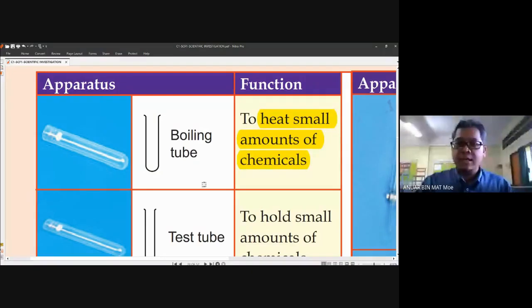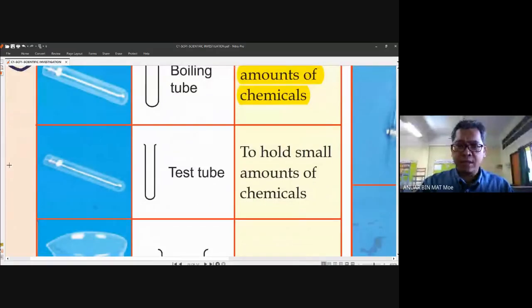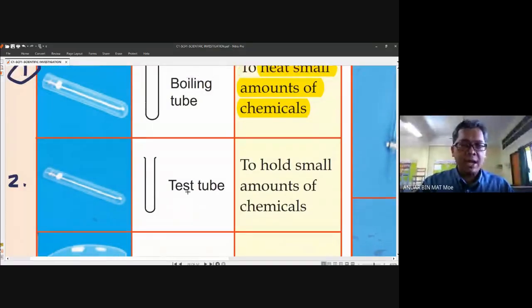Okay, and then the boiling tube here is made from glass, so you must handle it correctly. All right, so this is apparatus number 1, boiling tube. Okay, so apparatus number 2, this is what we call a test tube. What is the function of test tube? The function of test tube is to hold small amount of chemical, just to hold this amount of chemical.